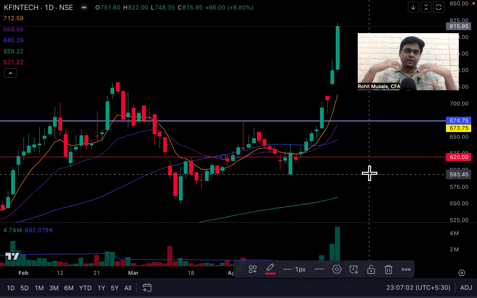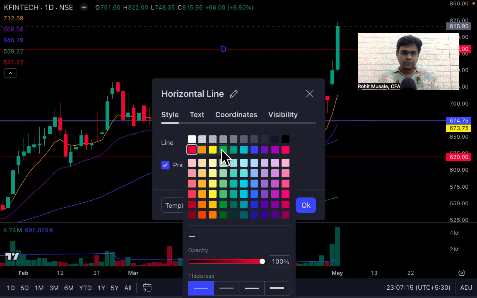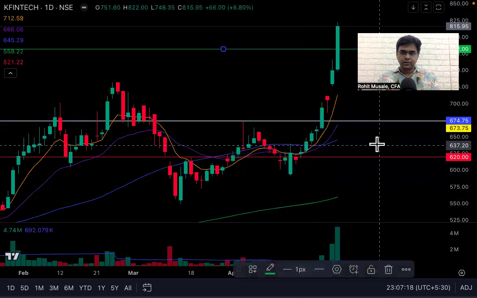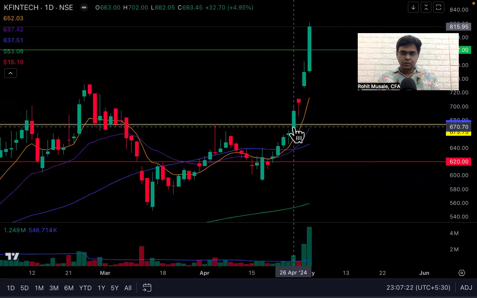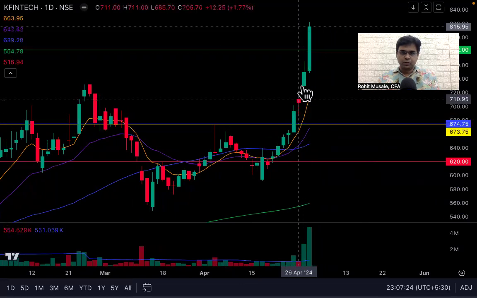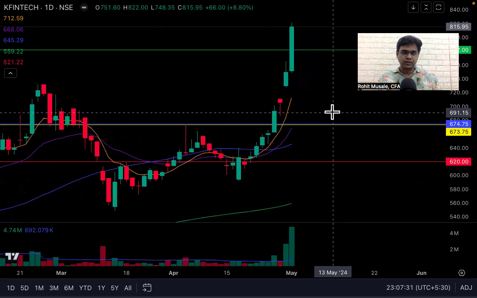And obviously my target would be a reward to risk of 2:1. So my target will be 16% above the blue line, which is 782. So 782, and let us give it green color. As you can see, this is my target. I bought the stock on 26th of April. 1, 2, 3. In 3 days, my target is achieved. And let us do some calculations here. Let us see how much return I have actually made.